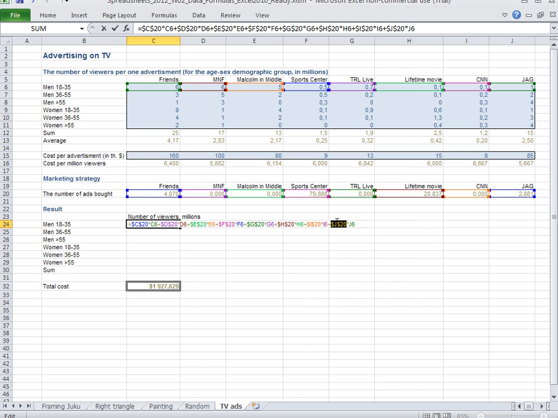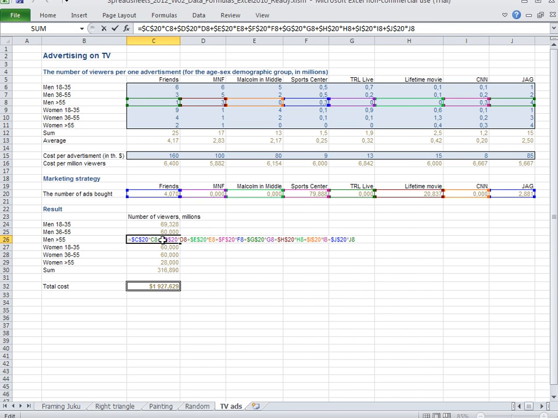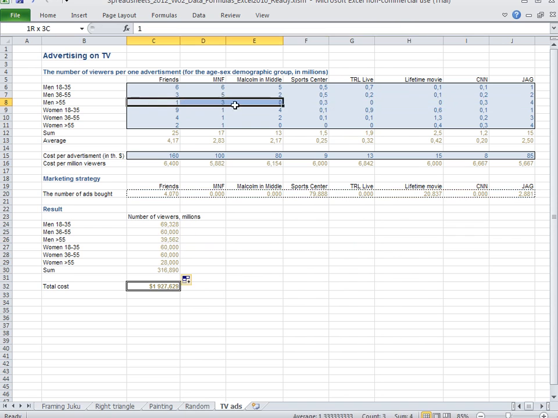Let's click on enter, and now we can actually copy this formula till the end. And as you see on the third row, men over 55, it still takes our advertisement decision and one by one multiplies it together with the viewership numbers of men over 55. So it works just fine. And this already, of course, for a second week was a very complex exercise and a very hard one. So if you feel that it's difficult, it's an absolutely correct, natural way to feel.